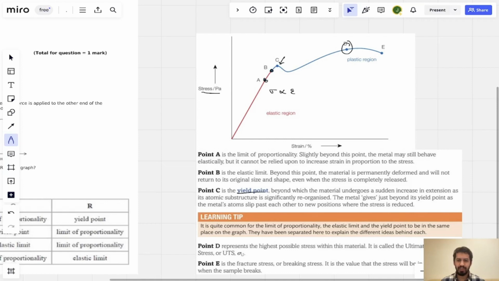Point D is called the ultimate tensile stress. This is the highest possible stress within the material. And this last point, point E, is called the fracture point, and beyond this point, the object simply breaks.